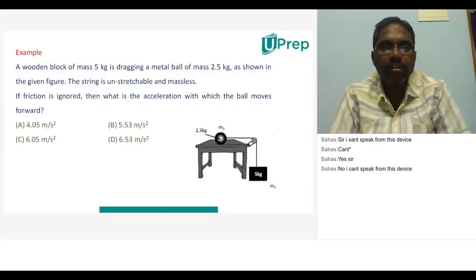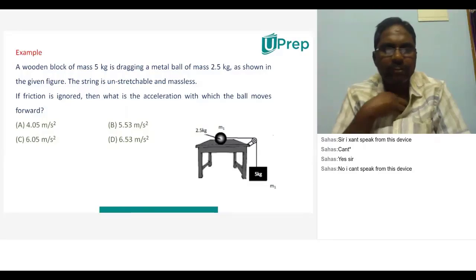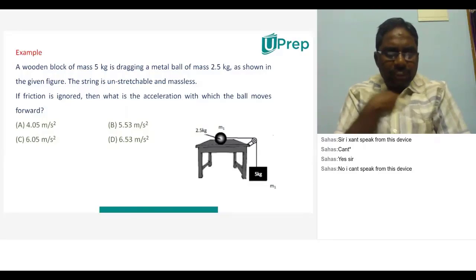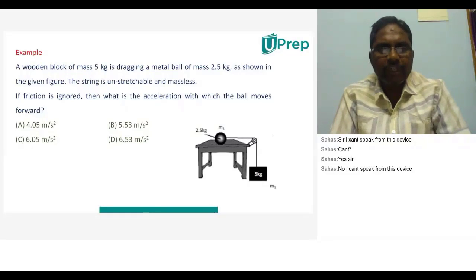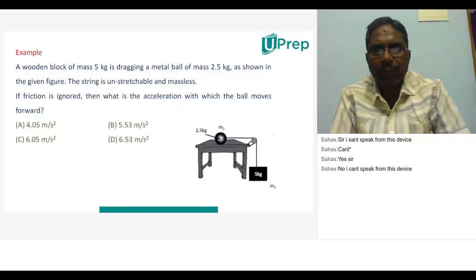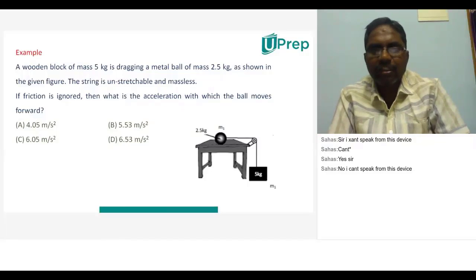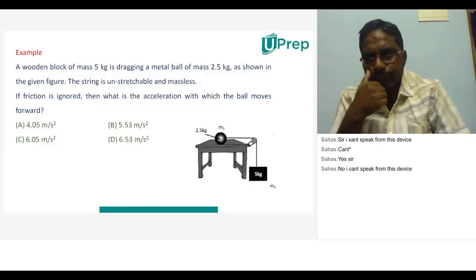Now see here, one example problem I gave which is related to this only. Once you go through that problem: a wooden block of mass 5 kg is dragging a metallic ball of mass 2.5 kg as shown in the given figure. The string is unstretchable and massless. If friction is ignored, then what will be the acceleration with which the ball moves forward?